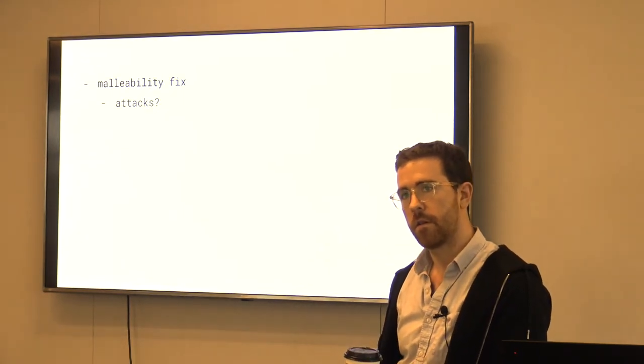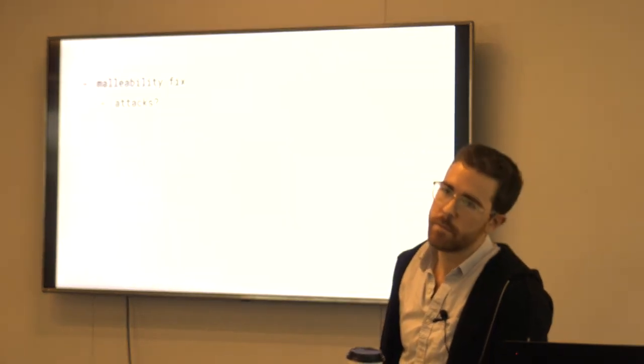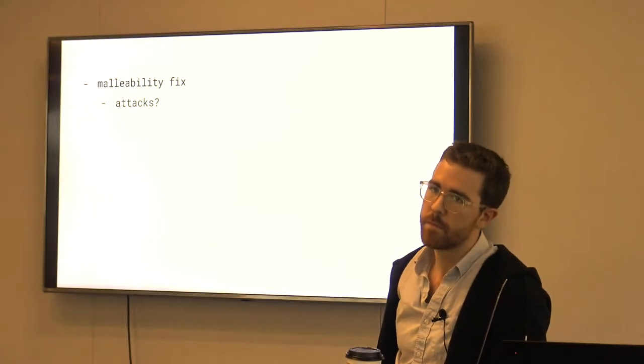BIP62 is an attempt to fix malleability issues. There are nine of them, and I mean, only the last one is not fixable at all. The main thing that Sipa tried to do with BIP62 was fixing third-party malleability, because there are two kinds of malleability.